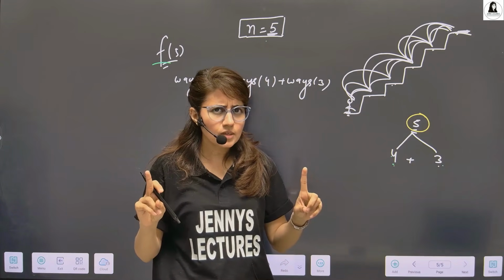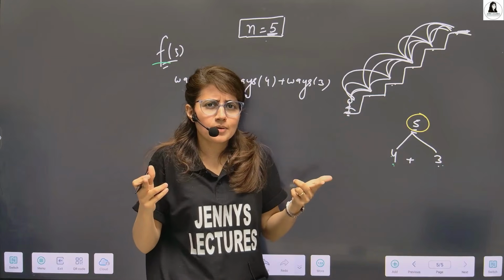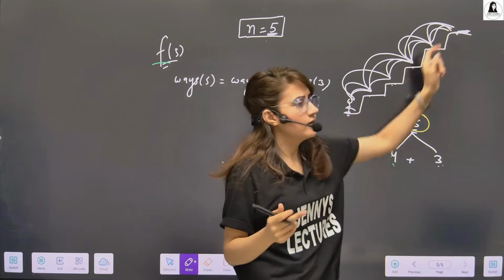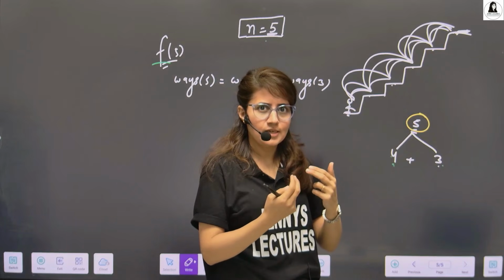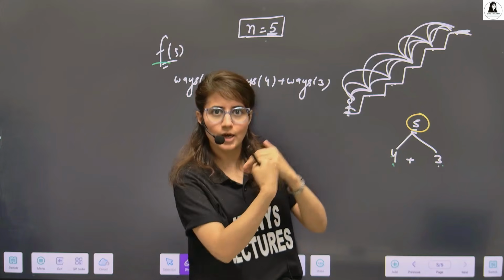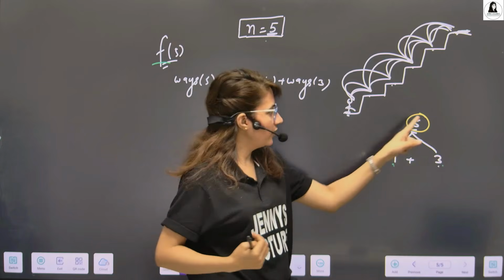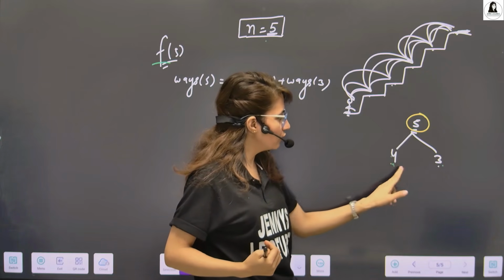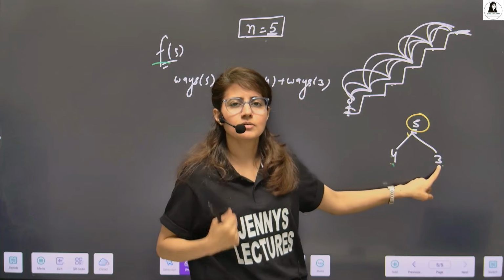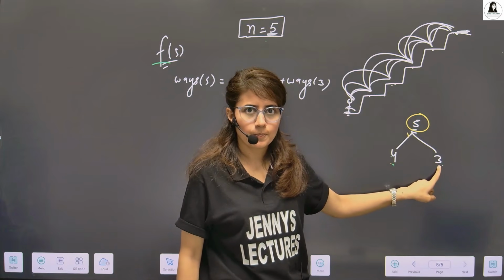Okay, you can take one step or two steps. So if you are going down, if you take one step, you will reach 4. If you go down two steps, then you will reach 3.